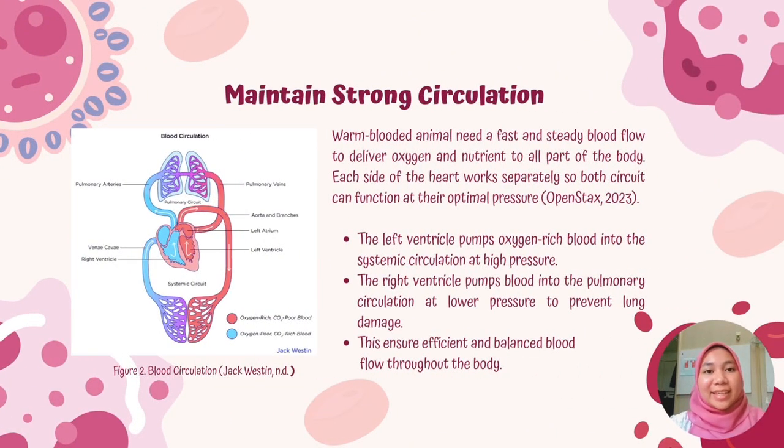The four-chamber heart can maintain a strong circulation. Warm-blooded animals need a fast and steady blood flow to deliver oxygen and nutrients to all parts of the body. Each side of the heart works separately, so both circuits can function at their optimal pressure. As you can see in the picture, the left ventricle pumps oxygen-rich blood to the systemic circulation at high pressure, and the right ventricle pumps blood into the pulmonary circulation at lower pressure to prevent lung damage. This ensures efficient and balanced blood flow throughout.